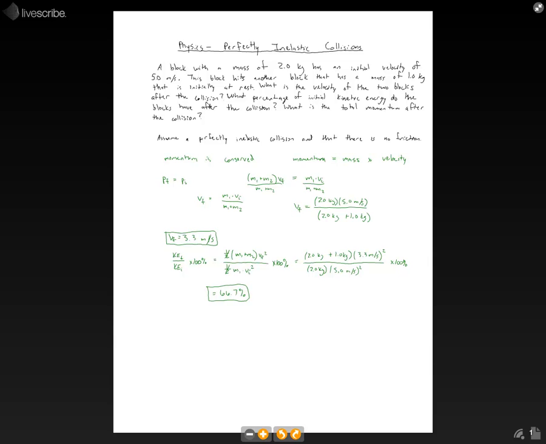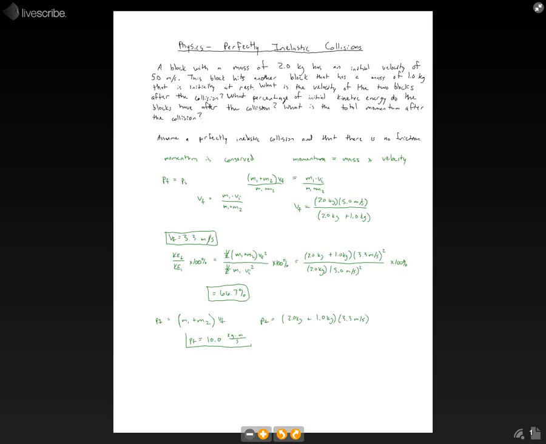And then our last question is, what is the total momentum after the collision? The total momentum can be written as the mass multiplied by the velocity. So our ending mass is the two masses added together multiplied by the final velocity. If we plug in some numbers, it should be 2.0 kilograms plus 1.0 kilogram multiplied by 3.3 meters per second. And what I'm getting that to come out to be is 10.0 kilograms meters per second.